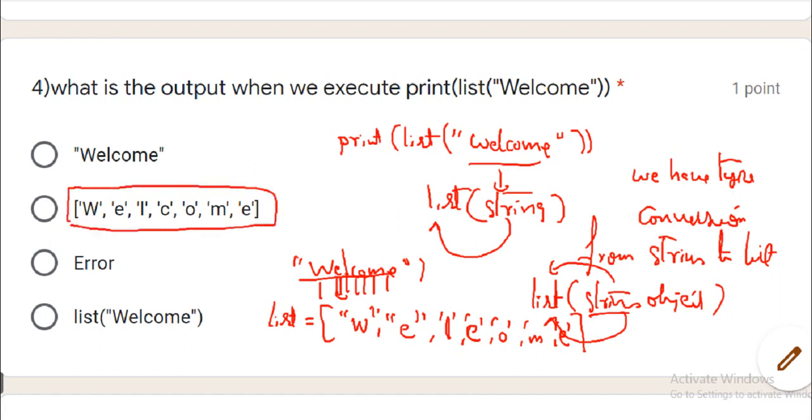So the answer for this is the individual items of welcome added into the list. What string is given? Welcome. How many characters are there in welcome? There are 7 characters, so each character is added into the list. Okay.